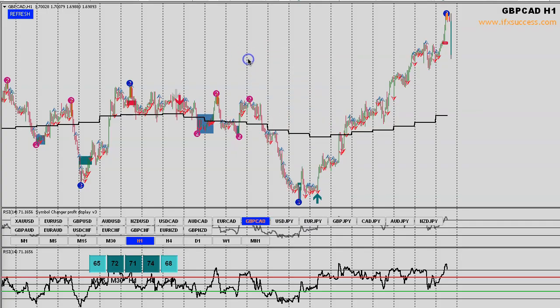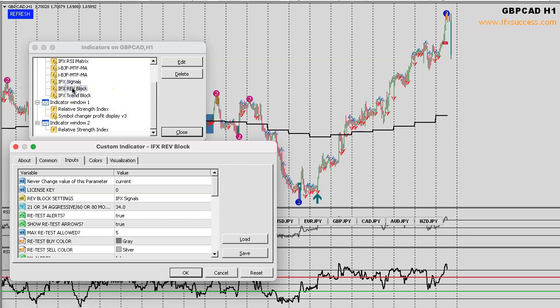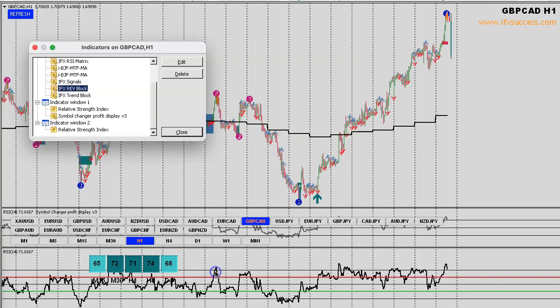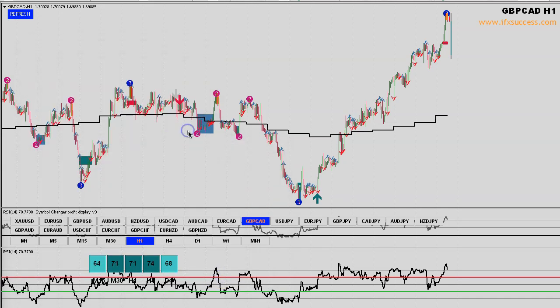Now, the second thing that you need to do: if you see here, we've got a couple of numbers, 3s and 2s. On the IFX signals, I want you to go in here and change period 3 to 120, and period 2 to 34. I will explain how we're going to be using this. On the reversal block, you're going to be changing it to more or less match the signals. So we'll be using 34 for the reversal block, and 120 for the trend block. This is for the charts.